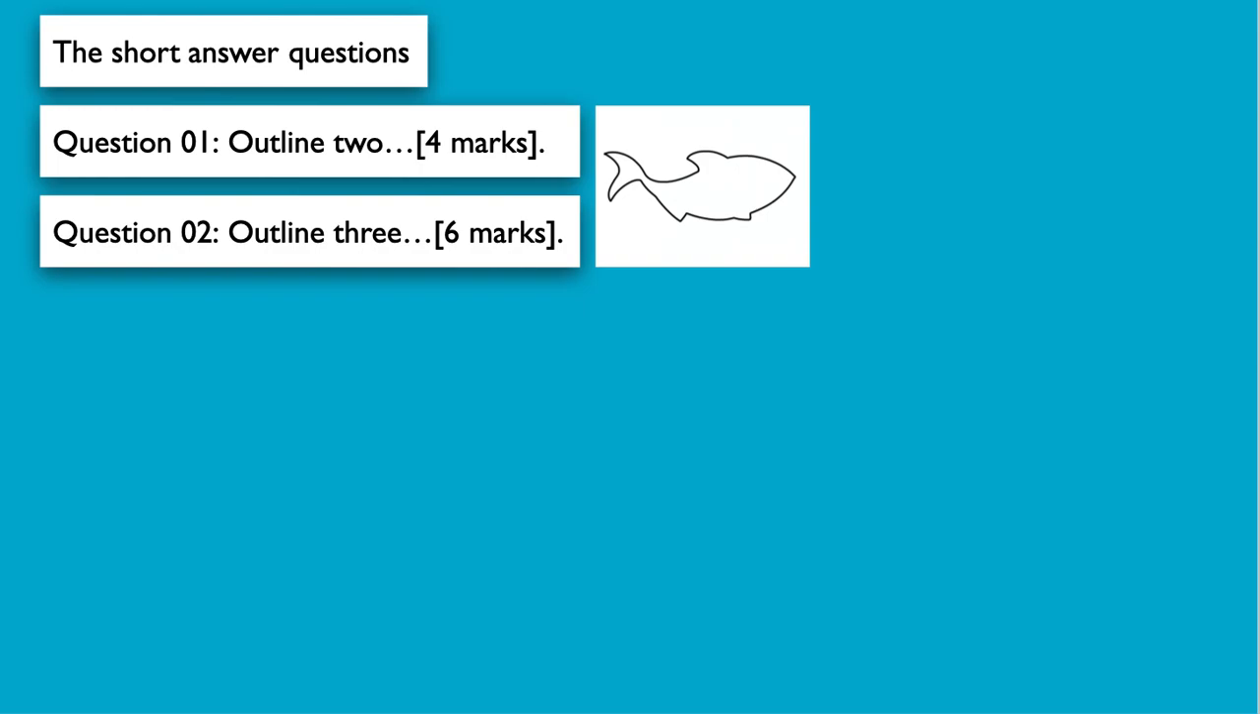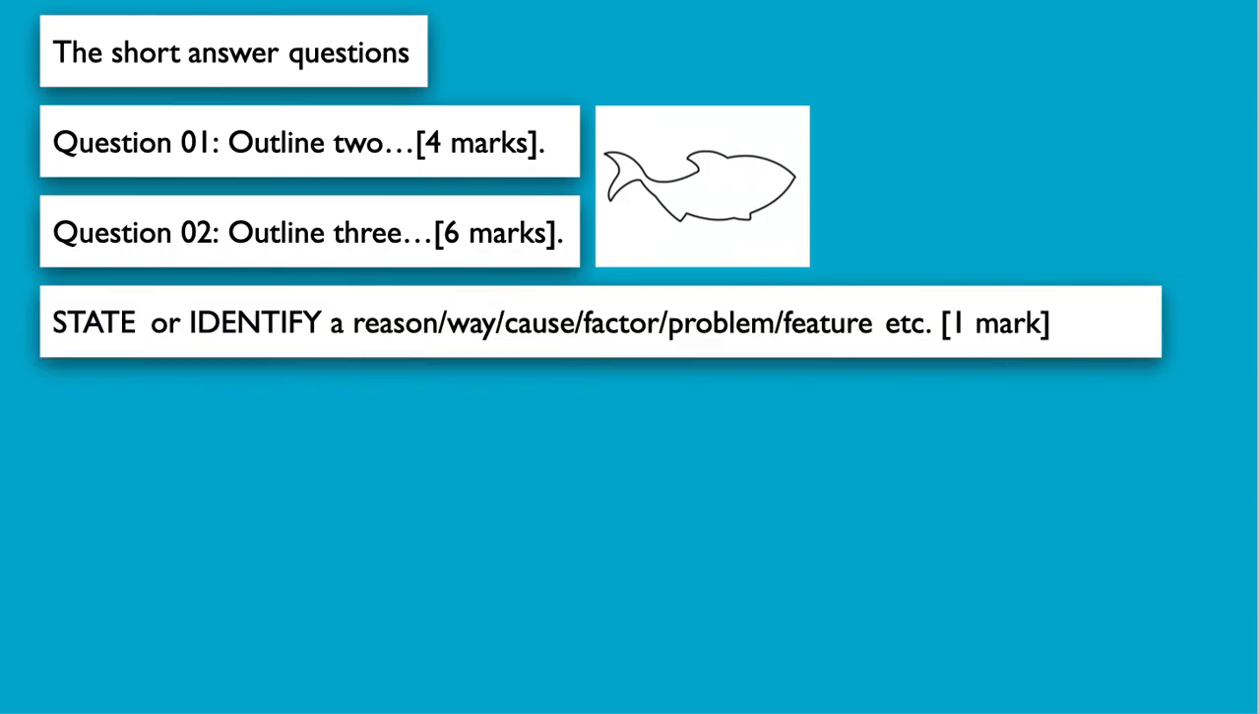The command word outline means to set out the main characteristics, and you will be asked to outline 2 or 3 causes, criticisms, advantages, disadvantages, effects, factors, ways, features, functions, problems or reasons. Since the question is worth less than 10 marks, you do not have to write in continuous prose. Or in other words, you are allowed to use bullet points in your answer to these questions. You get 1 mark per factor, way, reason, etc.